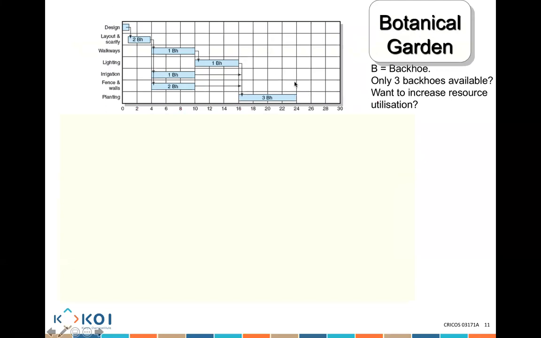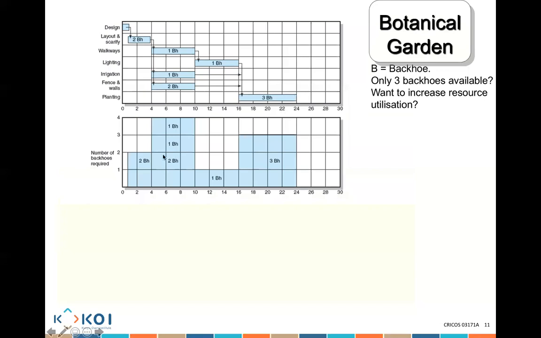Look at this example. We have a project that is finishing on day 24. At the moment, there are 2 employees used in days 0 to 4, 4 employees used between days 4 to 10, 1 employee used between 10 and 16, and 3 employees between 16 and 24. So this is what we're using at the moment. I want you guys to look at irrigation, and I want you to look at the fencing and walls. Can any of these activities be delayed? Can any of these be delayed?